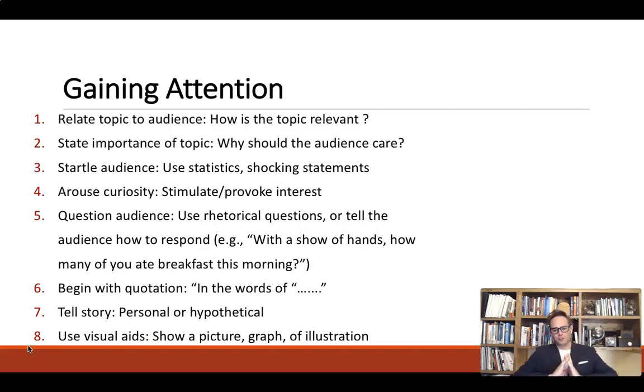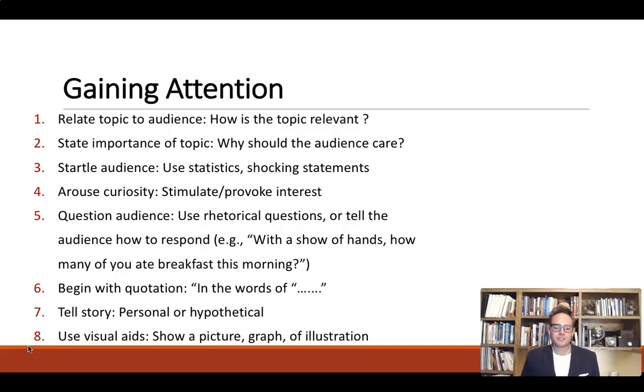So you could say, in the words of Aristotle, excellence is not an act, but a habit. So make sure that you use a good quote. Make sure that you paraphrase and give credit to whoever stated that quote.